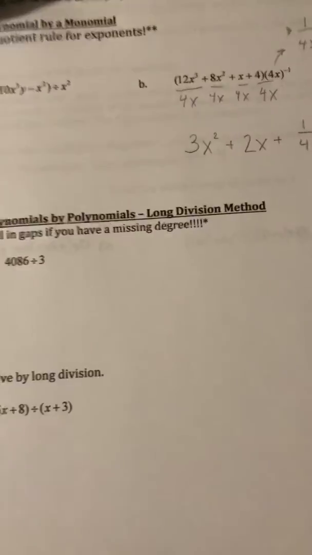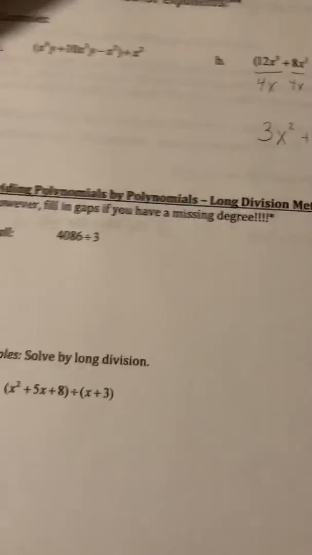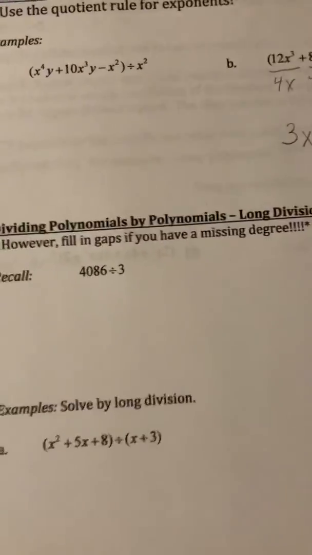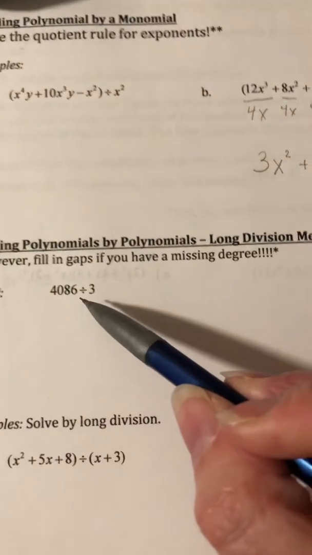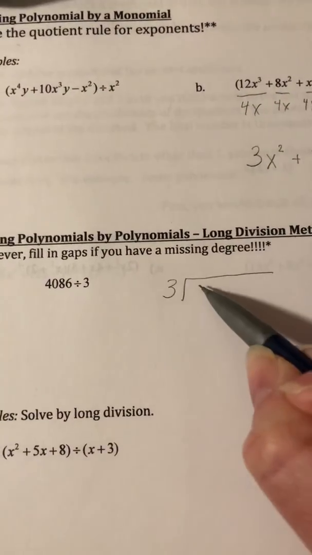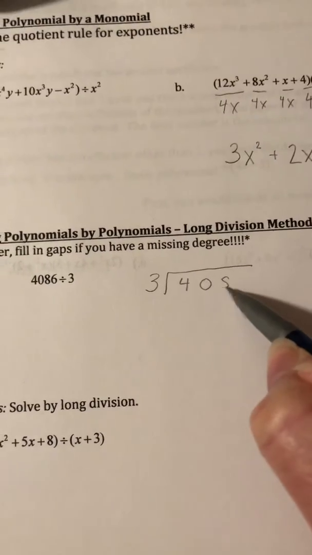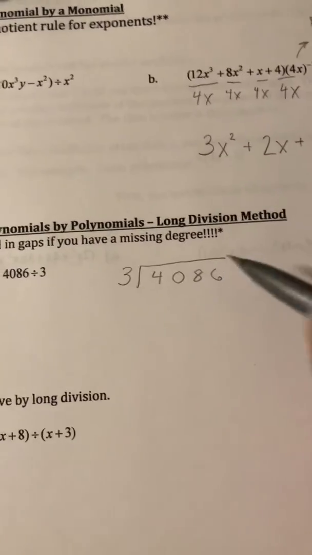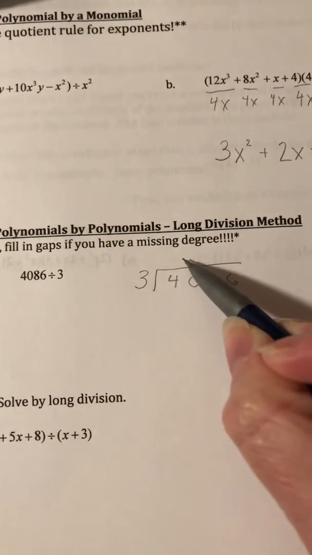All right, the next thing is long division, and we're going to go back to what we did way back when. Just an example, we have 4,086 divided by 3. So if I were to do this, and notice there's a 0 there in the hundreds place, we have to do that same thing, fill in zeros when we're doing polynomials. So how many times does 3 go into 4? Once.